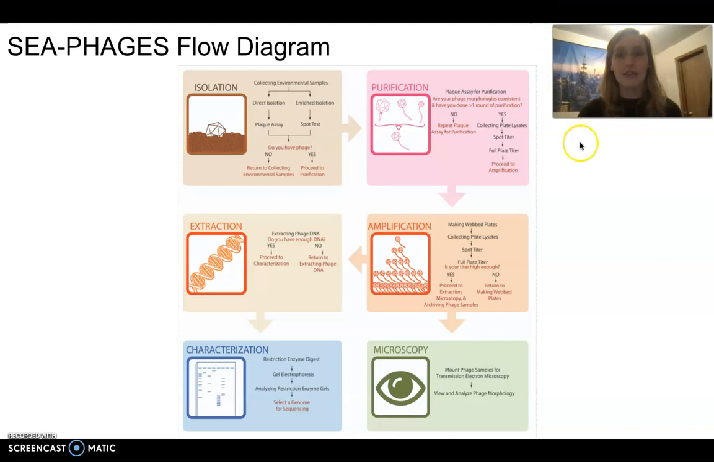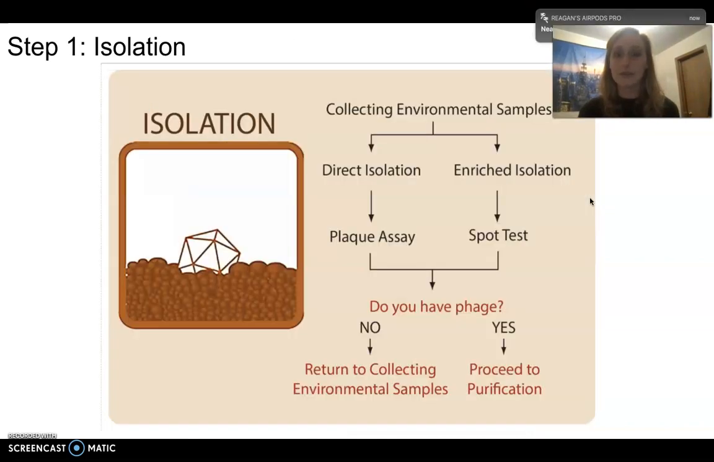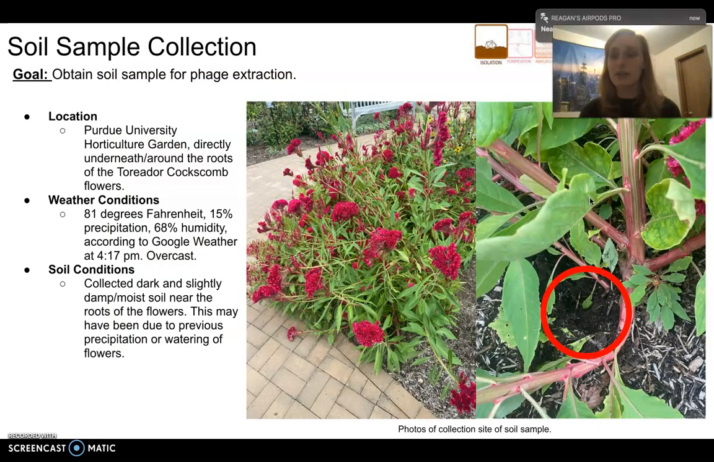So here's a flow diagram of the 6 main protocols that we followed this semester. To start with isolation, we collected an environmental sample and went through isolation and plaque assays to isolate phage from the environment. Looking at my soil sample collection, I collected this sample at the Horticulture Garden directly underneath and around the roots of the Toreador coxcomb flower, circled in red. Some of the weather conditions are listed right there, and the soil conditions were dark and slightly damp, maybe due to previous precipitation.